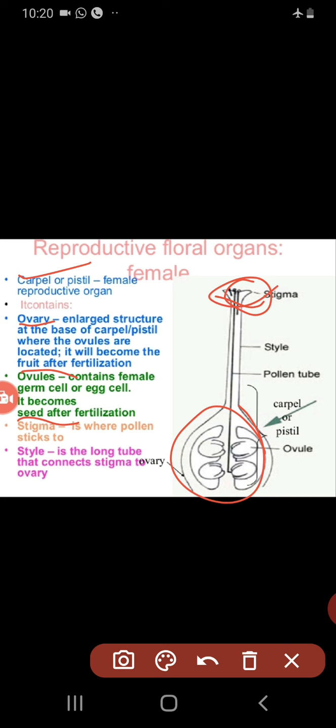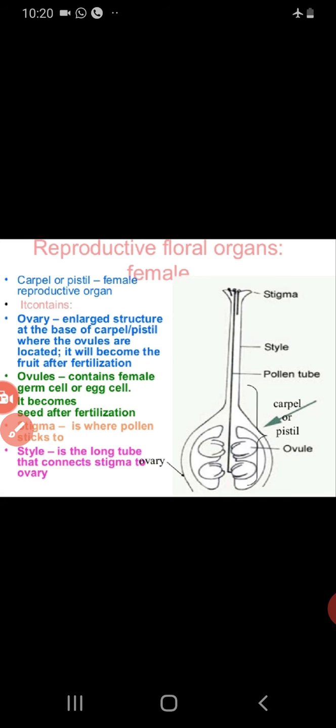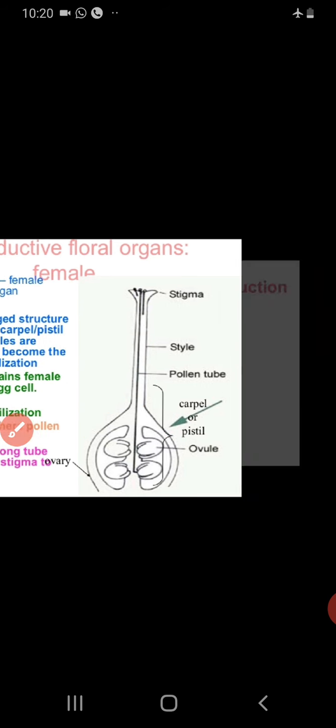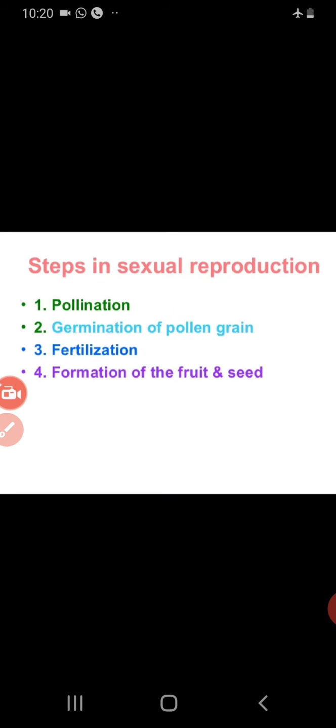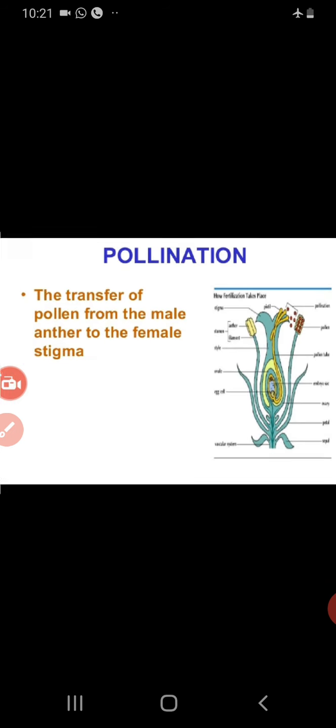And the next is the style. This is the style, which is a hollow tube which connects the stigma to the ovary. So these are the male and female reproductive parts of the flower. Now coming to the steps in sexual reproduction. These are the 4 main steps: pollination, germination of the pollen grain, then fertilization, and then formation of the fruit and the seed. One by one we will study them.